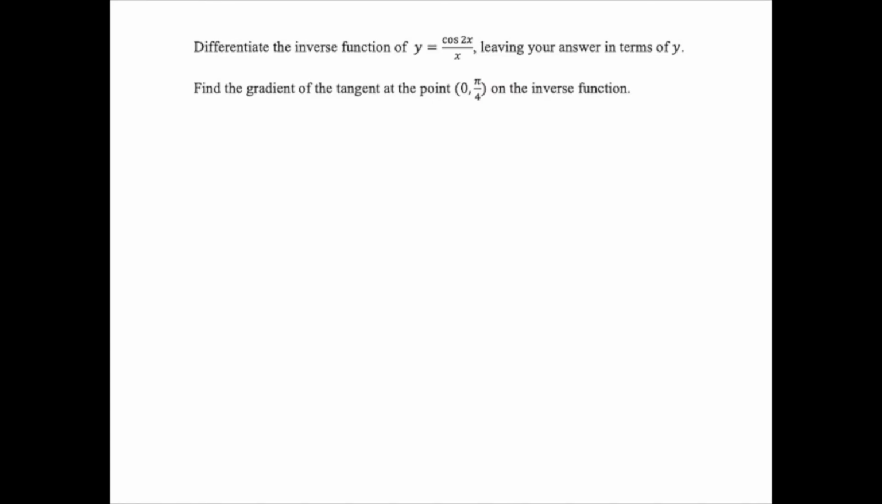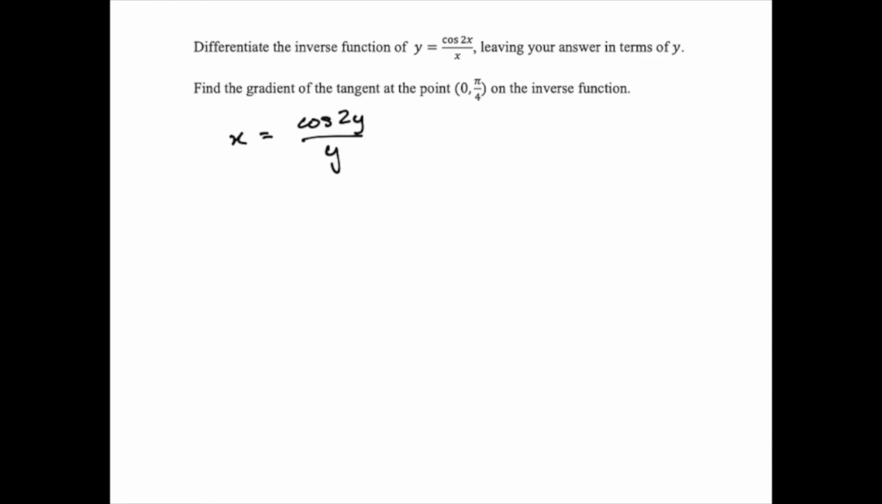One more example on how we can find the derivative of inverse functions. So this one is y equals cos 2x over x. If we start by finding the inverse, remember we want to switch the position of x and y. So x equals cosine 2y over y. Now that is my inverse, but again we've got the same problem as before.